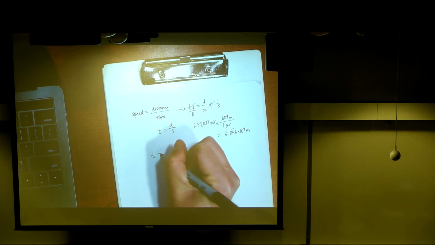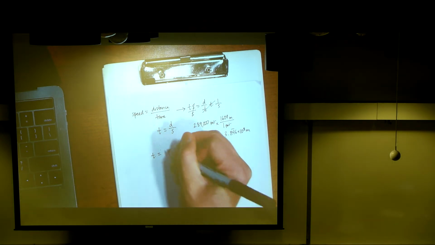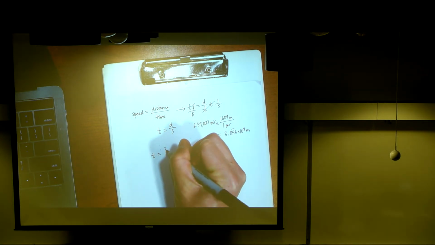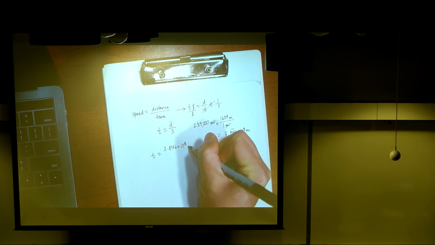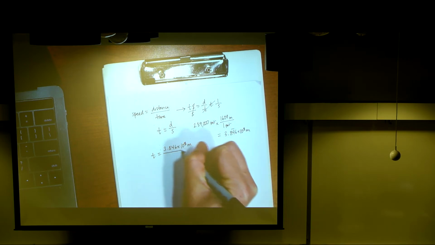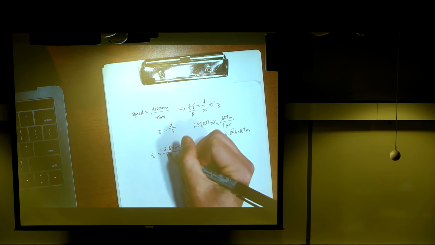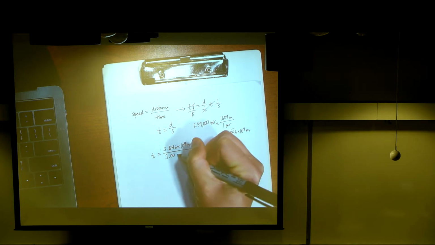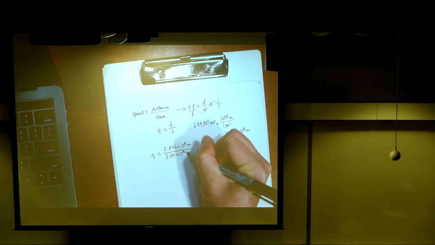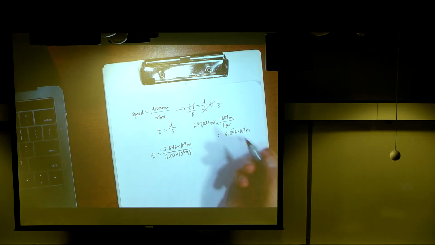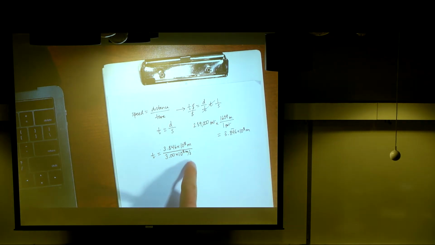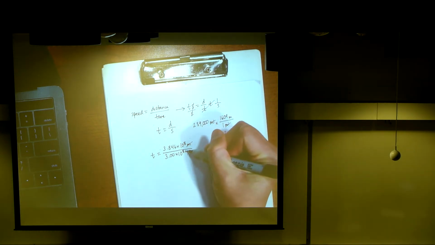Remember, we want the time, which is D over S. The distance, D, is 3.846 times 10 to the 8 meters. The speed is the speed of light, which we're given: 3.00 times 10 to the 8, and meters per second are the units on the bottom. So you can see why I wanted to convert to meters earlier, just so I can cancel here and here.